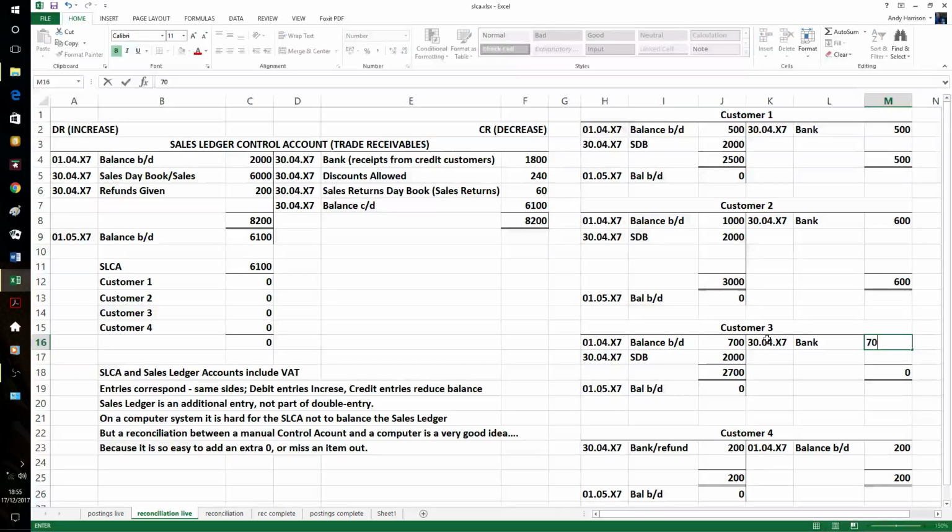And customer 3 can pay us 700, 500, 1100, 1800. That's the £1800 going in. So same side as the control account, the opposite side to the bank entries.